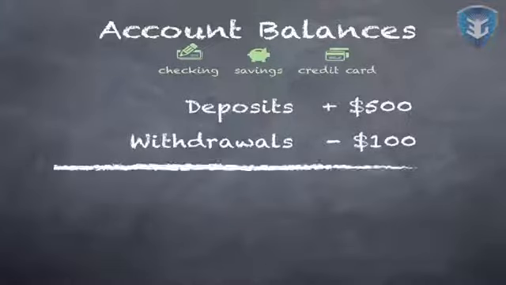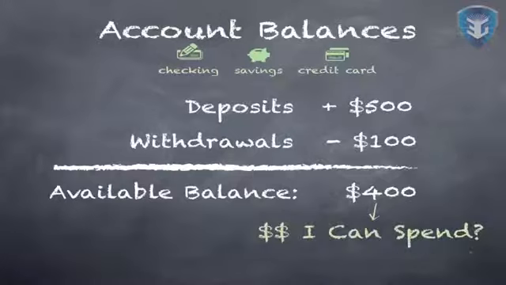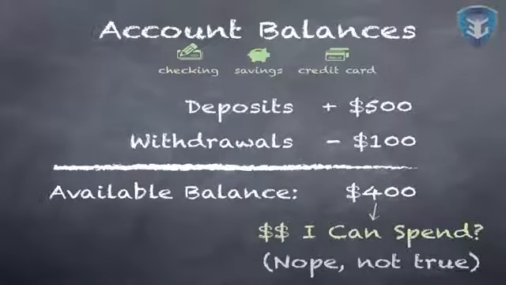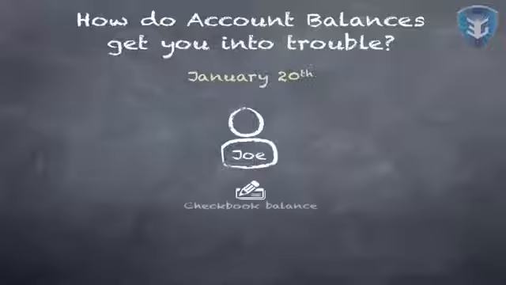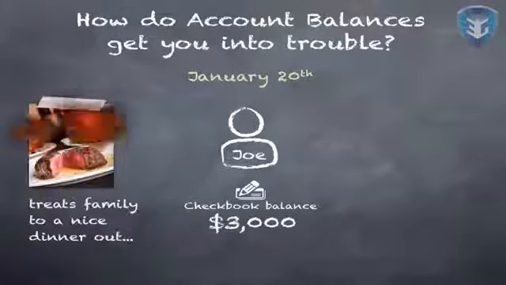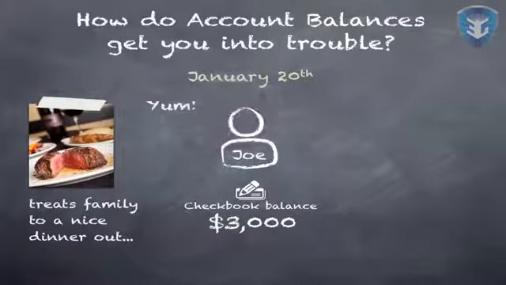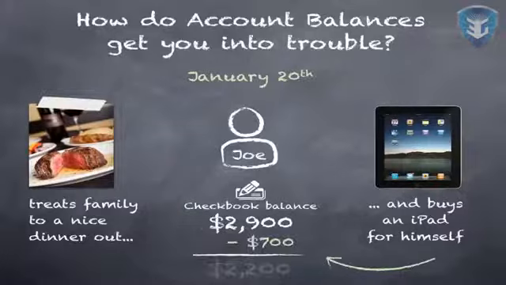The problems arise when people view their available balance as money they have left to spend. But this isn't true and can get you into a lot of trouble. Let me give you an example. Meet Joe. Let's say on the 20th, Joe checks his account balance. It's positive. So he decides to take his family out for a nice dinner and decides to reward himself with a little gift. And even after all this, he's still well in the black.